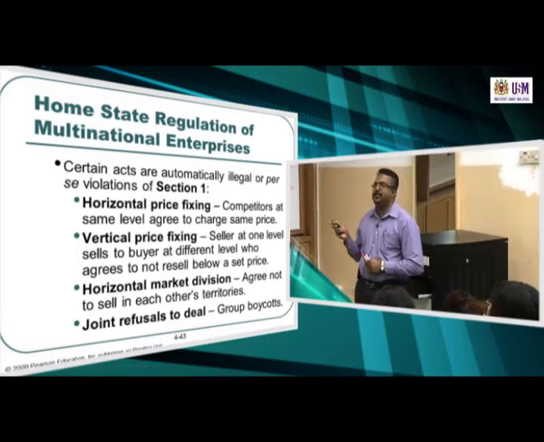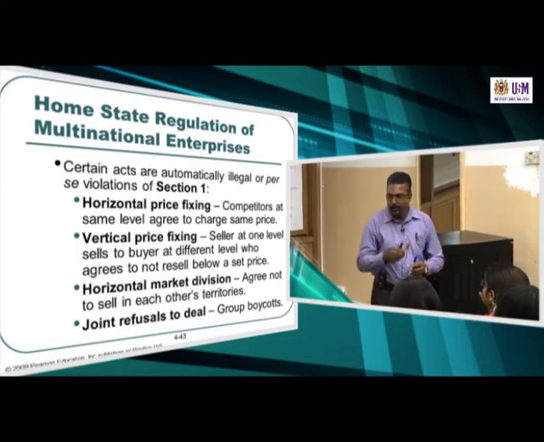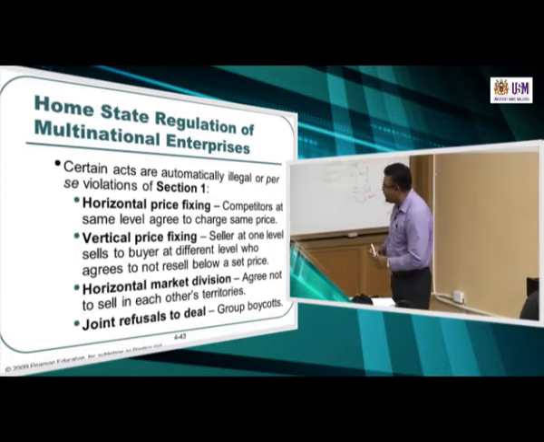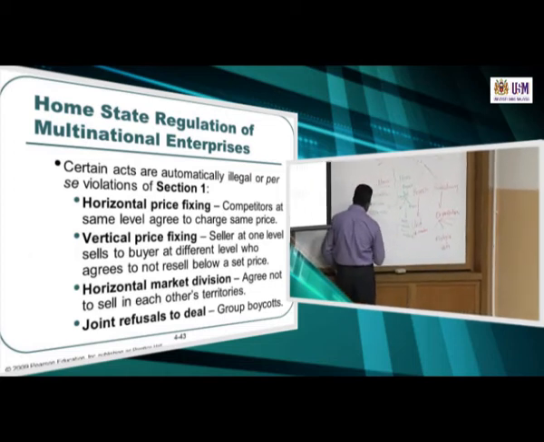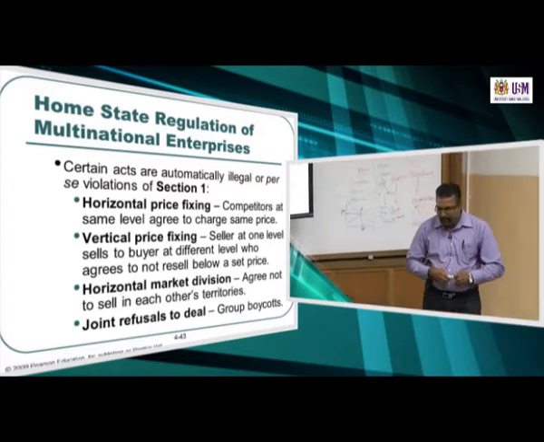Vertical price fixing, that means a price fixing. That means I fix a price. Cannot. Remember, the price cannot be fixed. The price should be derived from where? Price should be derived from demand, supply, quantity, equilibrium. We cannot fix a price, should be driven by market.